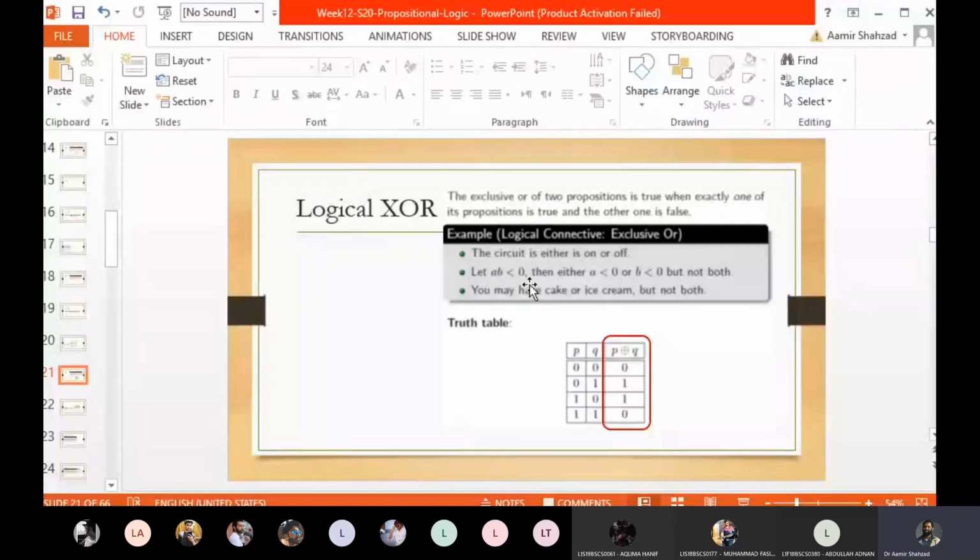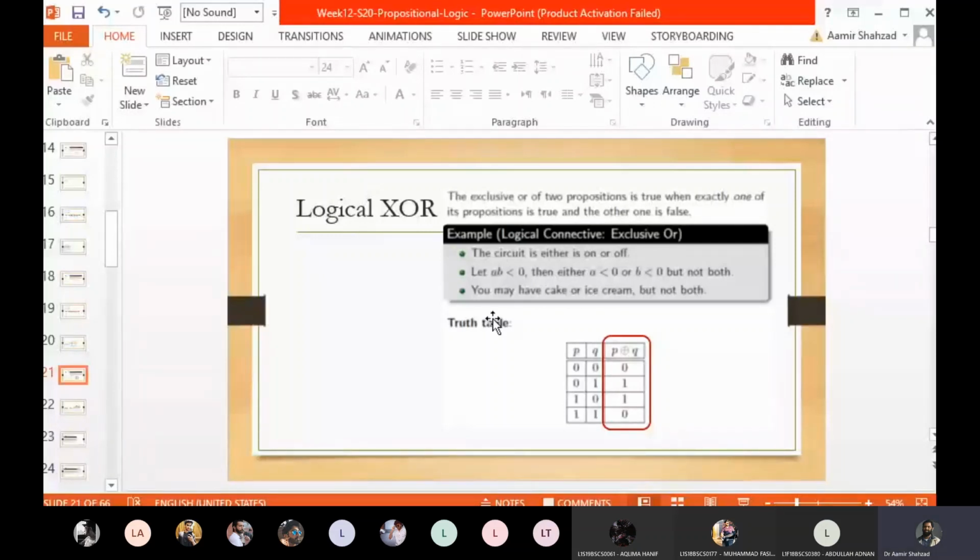So AB is less than 0, AB is negative, the product is negative, so it means one of these, A and B, must be negative. Either A is less than 0 or B is less than 0, not both. Both cannot be negative. If both are negative, then their product becomes positive. Similarly, in that cake and ice cream example, you may have cake or ice cream, but not both.